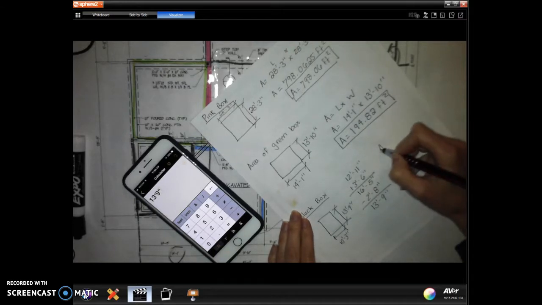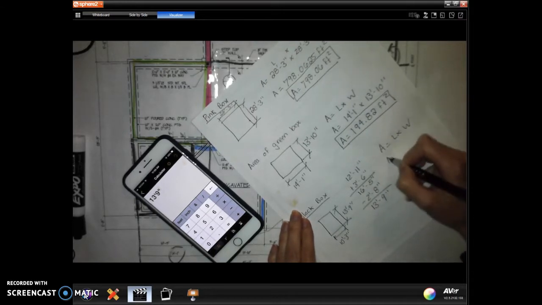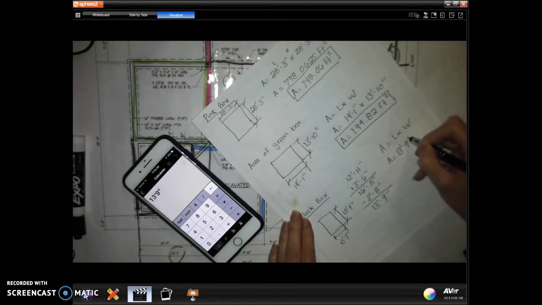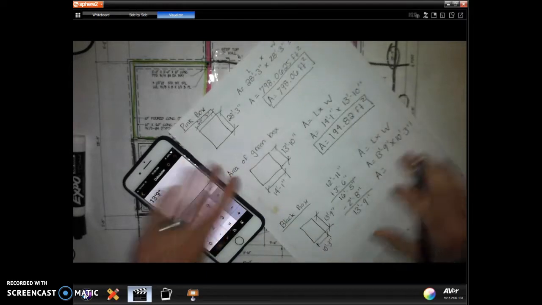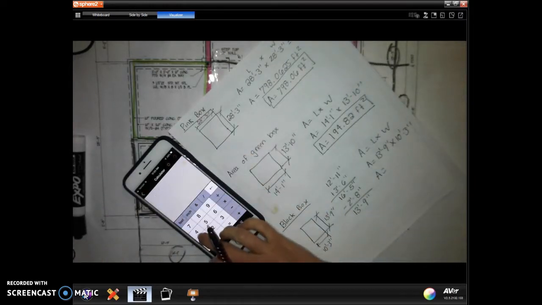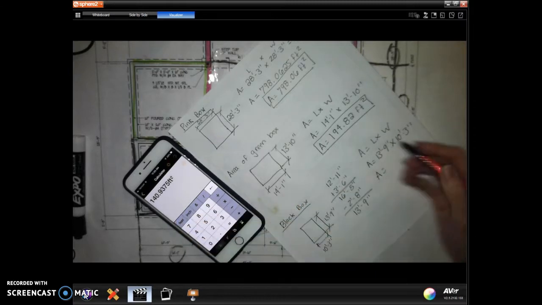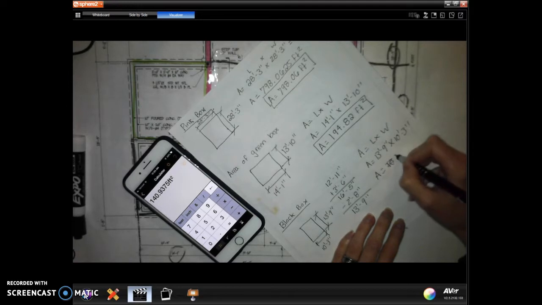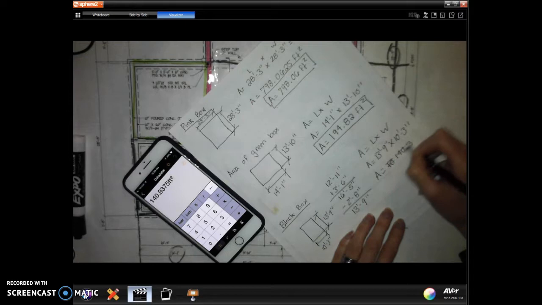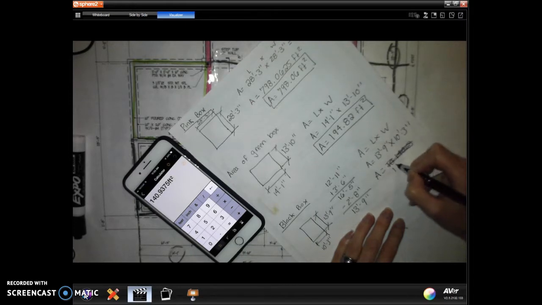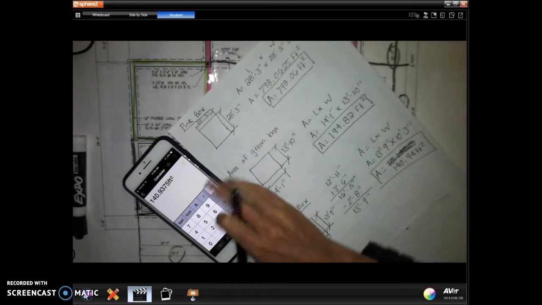So that would be our, so we're going to do the area equals length times width. Area equals 13 feet 9 inches times 10 foot 3 inches. So the area is equal to 140.94 feet squared. Okay, black box.